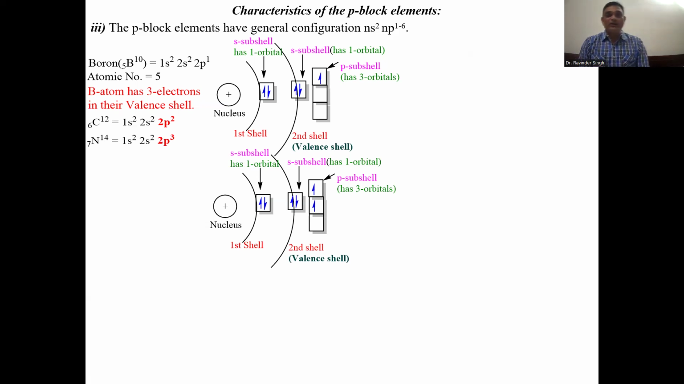Now the next element on moving from left to right in the periodic table after carbon is nitrogen, whose configuration is 1s2, 2s2, 2p3.